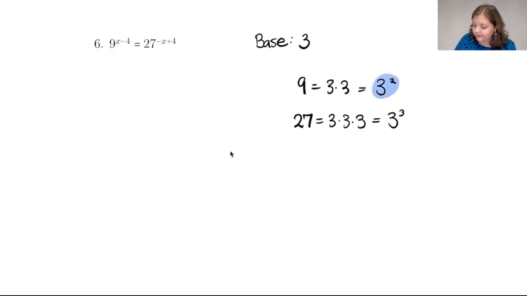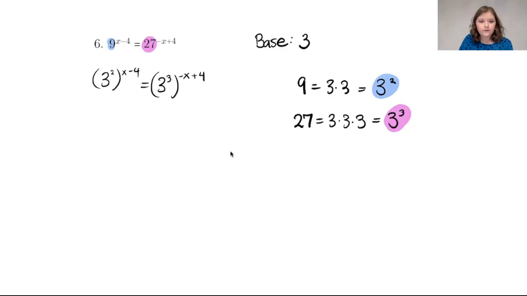So I'm going to replace 9 here with 3 squared, and then I'm going to replace 27 here with 3 to the third. So 3 squared to the x minus 4 equals 3 to the third to the negative x plus 4. So now let's multiply these powers. So we end up just getting 1 power on each side. So it should be 3 to the 2 times x minus 4.